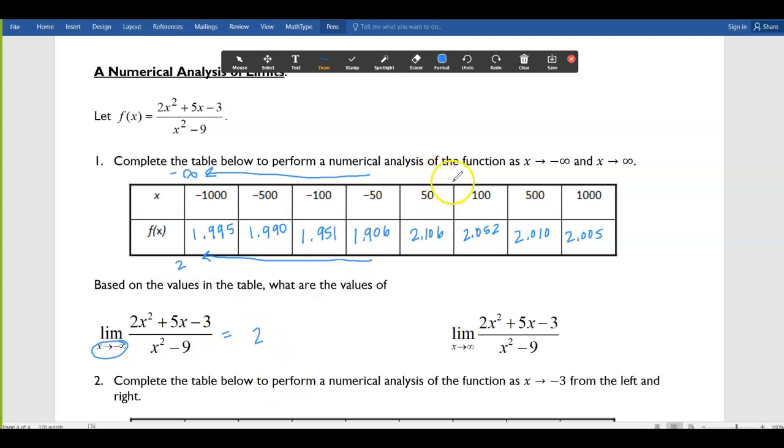On the other side, I'm looking for x approaches positive infinity. These numbers are getting larger in the positive direction. So I'm going to check out those y values. And those also seem to be approaching 2.